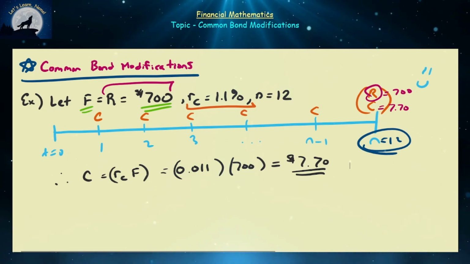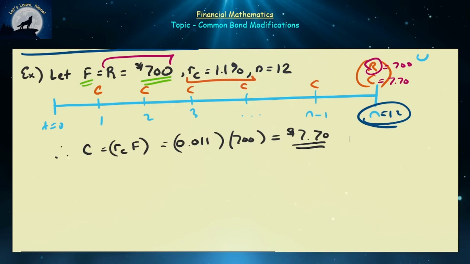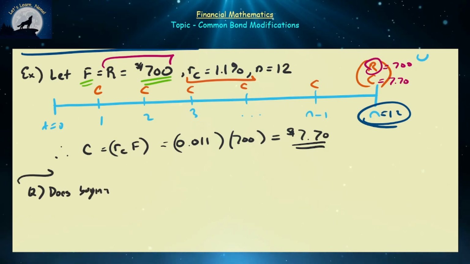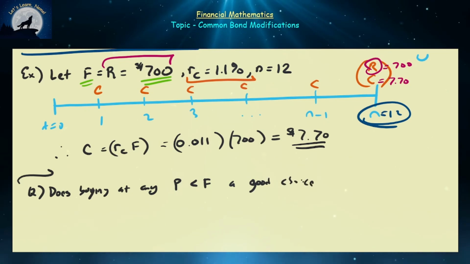So here is this financial product, and the first question that we might want to ask ourselves is the following: should we buy this? And if we do buy it, does buying at any price P that is less than the face value F a good choice? Is that always a good choice? As long as P is less than F, in this case $700, is that always a good choice or a good investment for us? Take a guess, pause the video, think about it. But the answer is not necessarily. Not necessarily, so you have to be very careful with that.